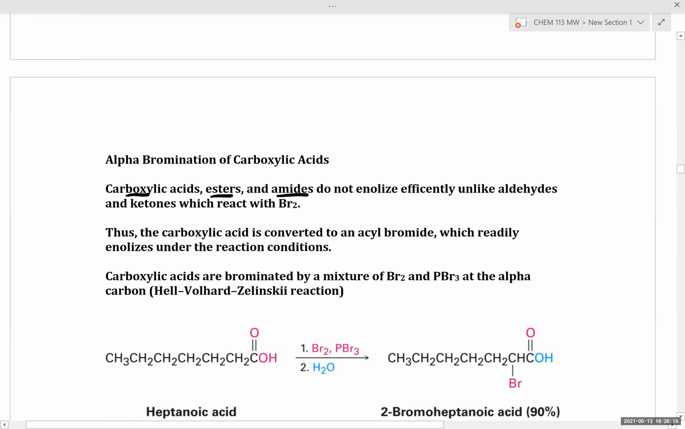Thus, in order to effectively brominate the alpha position of a carboxylic acid, first, the carboxylic acid is converted to an acyl bromide, and then from there, the acyl bromide can then be converted to the enol tautomer and brominated under the reaction conditions. Thus, carboxylic acids are brominated by a mixture of bromine and phosphorus tribromide, which is called the Hell-Volhard-Zelinsky reaction.